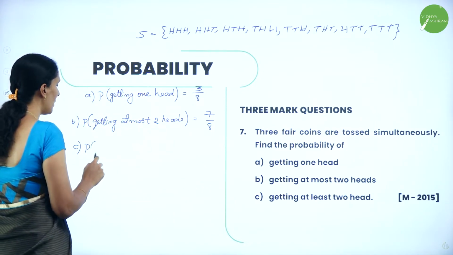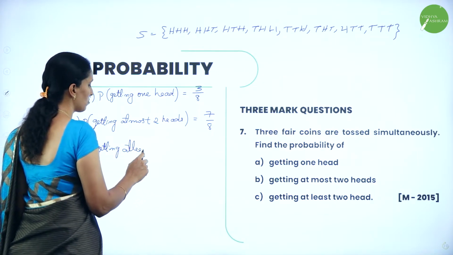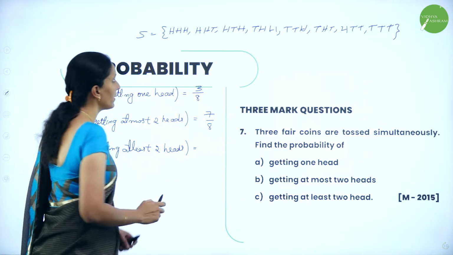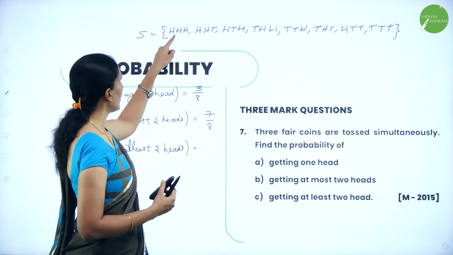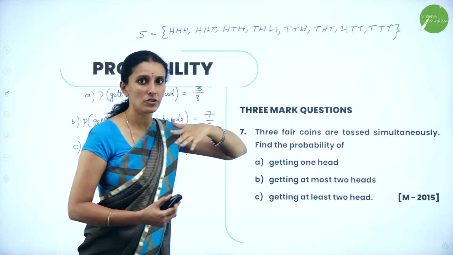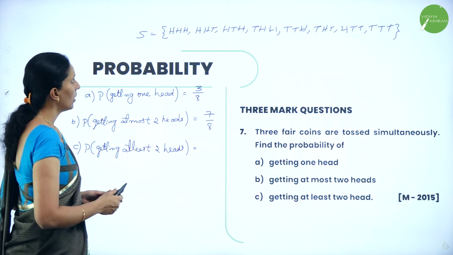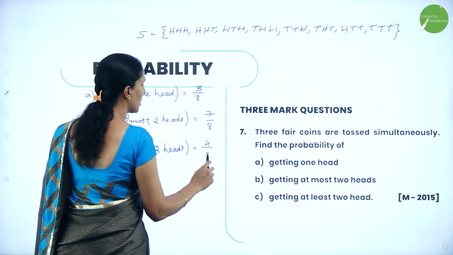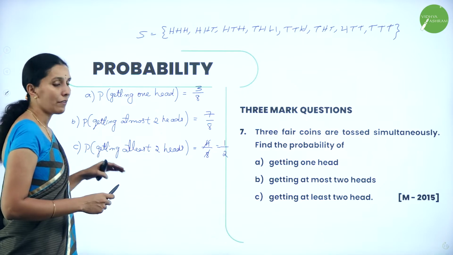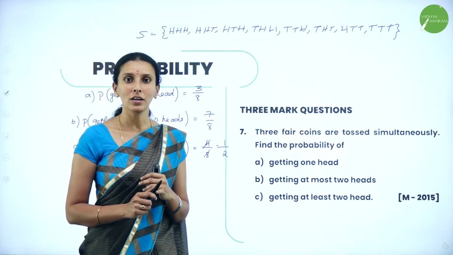Next is probability of getting at least 2 heads. So in which outcomes we have at least 2 heads? In the first, second, third, fourth. So we have 4 outcomes. In all the other cases there are not 2 heads. So the outcome should contain at least 2 heads. So therefore the probability is 4 by 8, that is equal to 1 by 2. So to calculate the individual probability, you will have 1 mark. So total you will have 3 marks for the question.